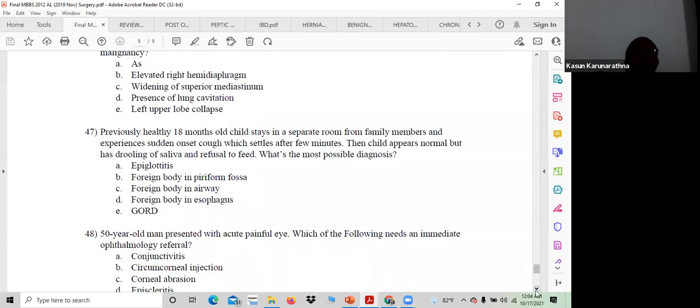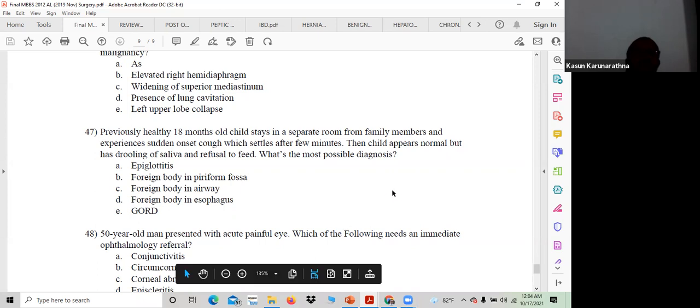47. An 18-month-old child stays in a separate room from family members. Experienced sudden onset of cough. It settles in a few minutes. Child appears normal but has drooling of saliva and refusal to feed. What's the most probable diagnosis? What is the answer for 47?